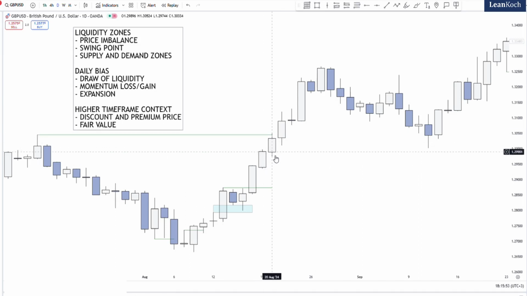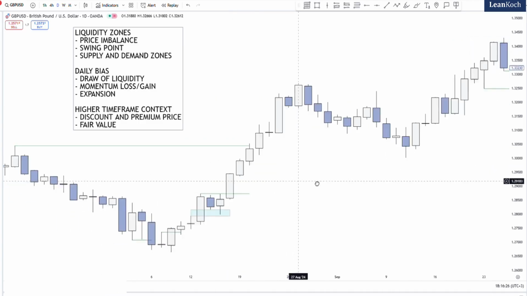Now at this point, at the close of 20th of August 2024, we don't have a bias because we've reached draw of liquidity, which is the swing high. But if we want to trade the following day, which is on 21st, then we would want to get a bias, and we don't want to wait until the end of 21st for us to trade. So this is the case where we go down to 4-hour time frame.